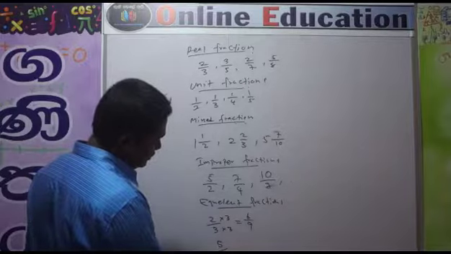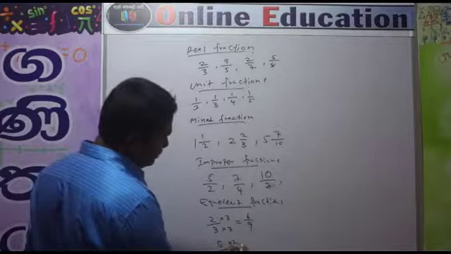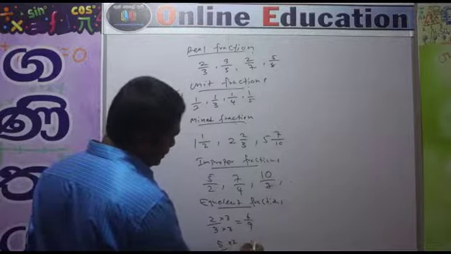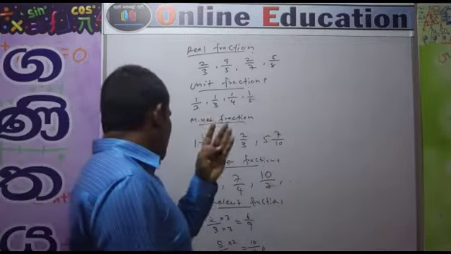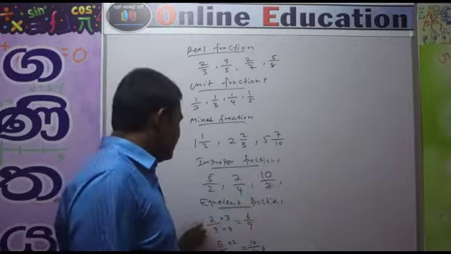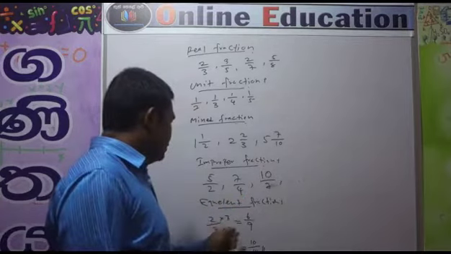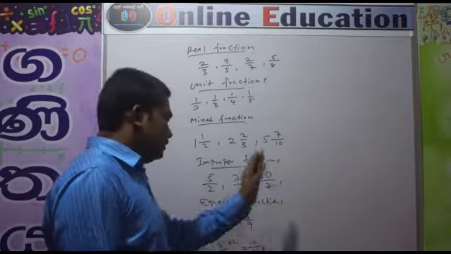5 over 7. We will multiply by 2. 5 into 10. 7 into 40. These are the fractions. We can find more and more fractions, equivalent fractions to 2 over 3. If we divide by 3, another fraction.